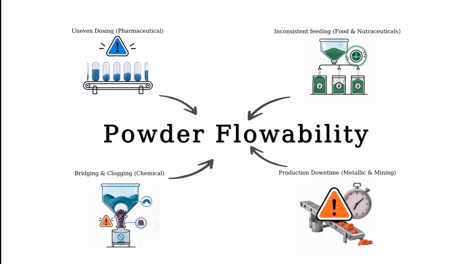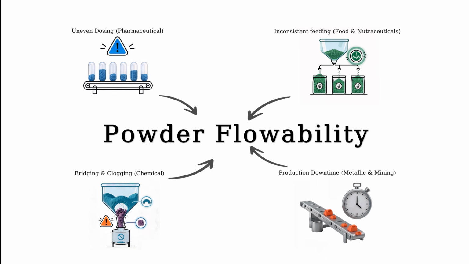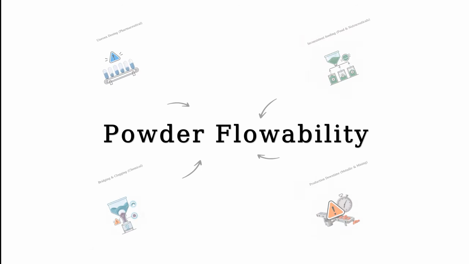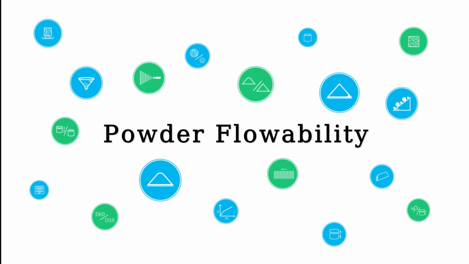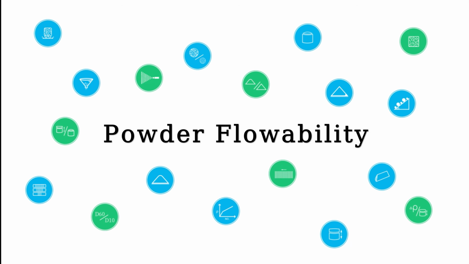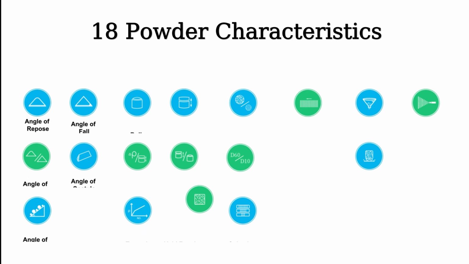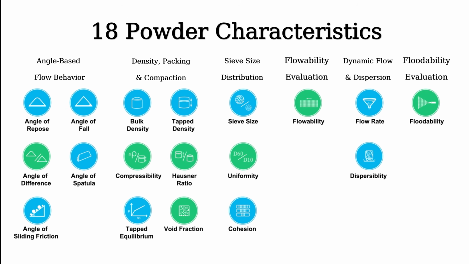So, what exactly do we mean by powder flowability? Flowability describes a powder's ability to flow under gravity and how its behavior changes under different conditions. It is not a single property. To really understand powder behavior, we need to look at it from different perspectives. PowderPro X1 does exactly that, using 18 powder characteristics categorized into 6 key areas to review the full picture.